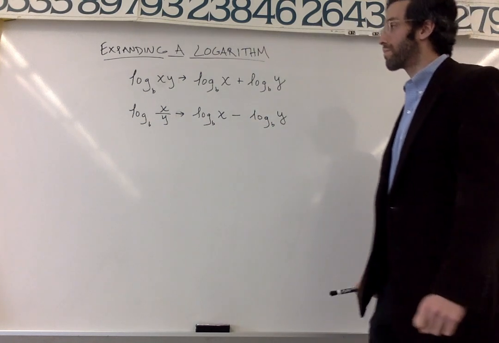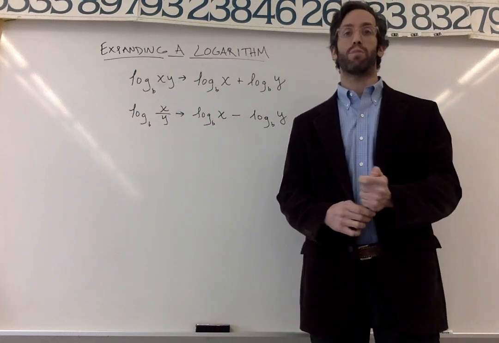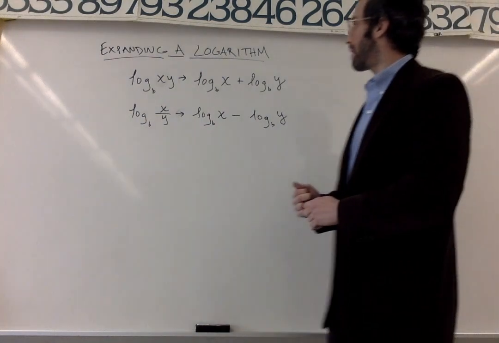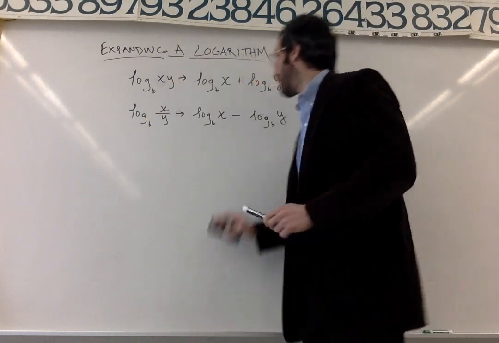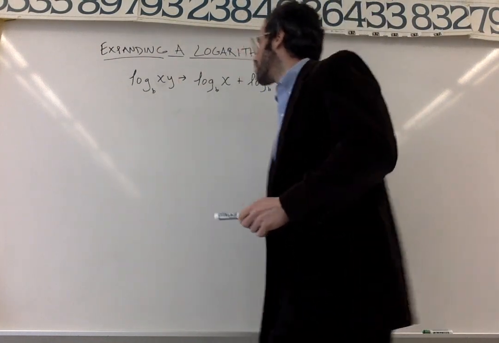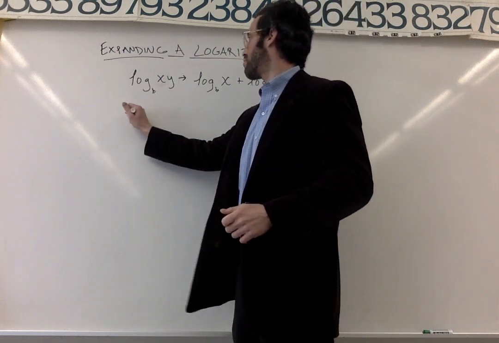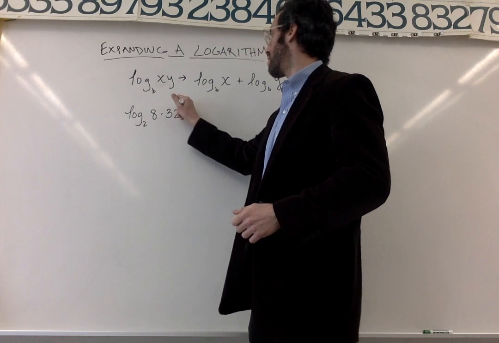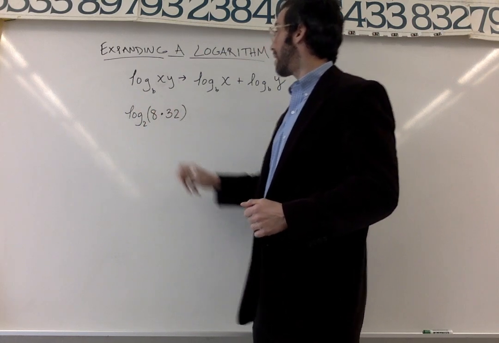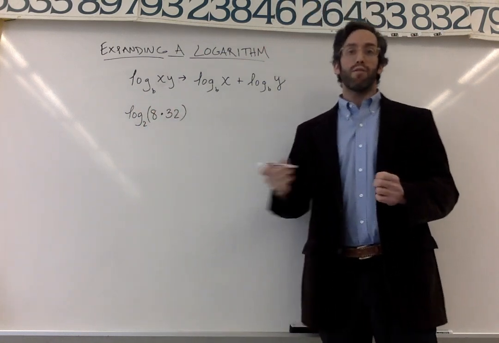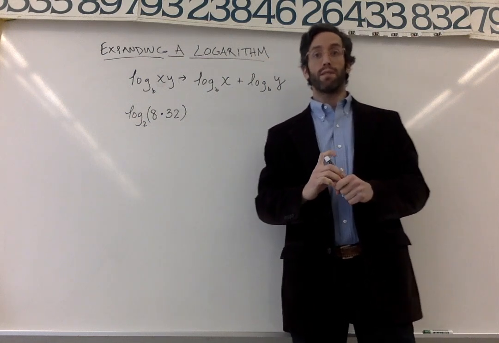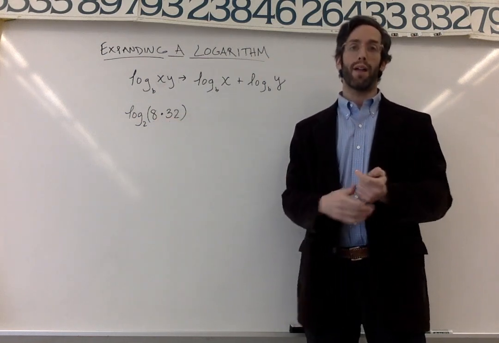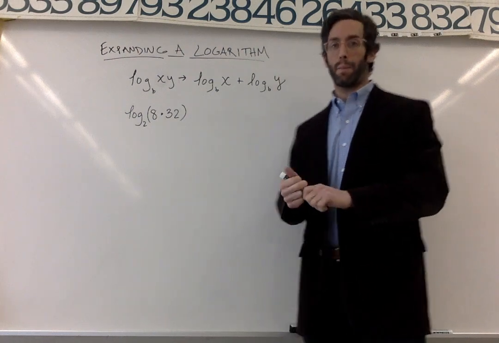So we're going to apply those two properties for a couple of examples. First of all, let's do an example of the product here. If you had a problem like this, log base 2 of 8 times 32, that was your product. Now, theoretically, you could figure out what 8 times 32 is. 2 to the third, 2 to the fifth, so it becomes 2 to the eighth. You could do it that way. But I'm just showing you another way you could handle it.